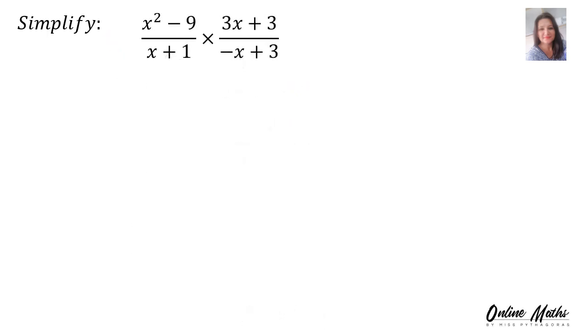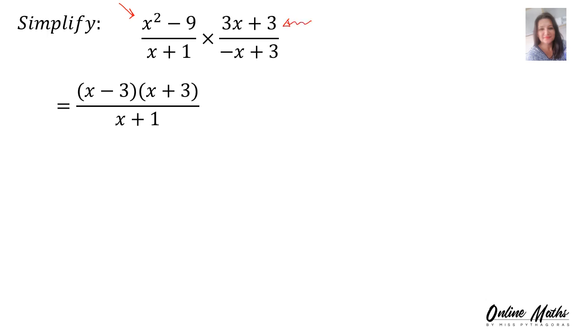Simplify. Now on this one, before we can simplify, again, we want to cancel out. But I want to show you here on this numerator, x squared minus 9, we find the difference of two squares. So that one we can turn into x minus 3 bracket x plus 3 over x plus 1. And then on the second term, there's two things we can do.